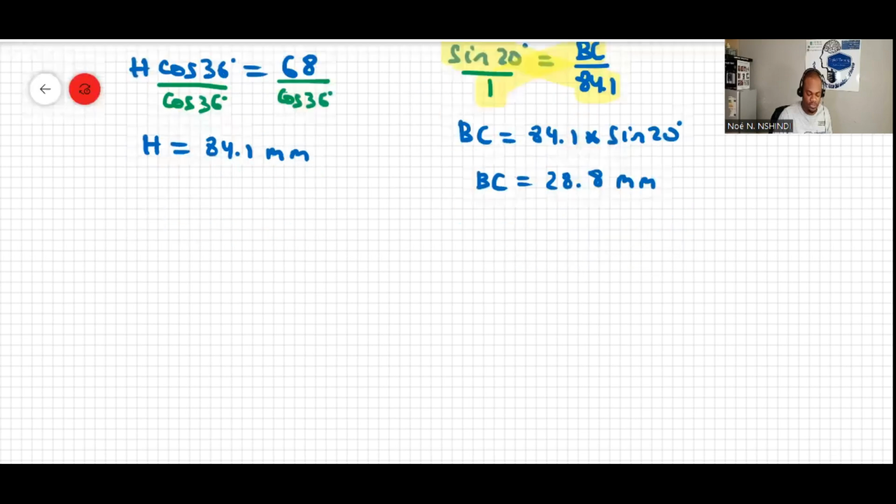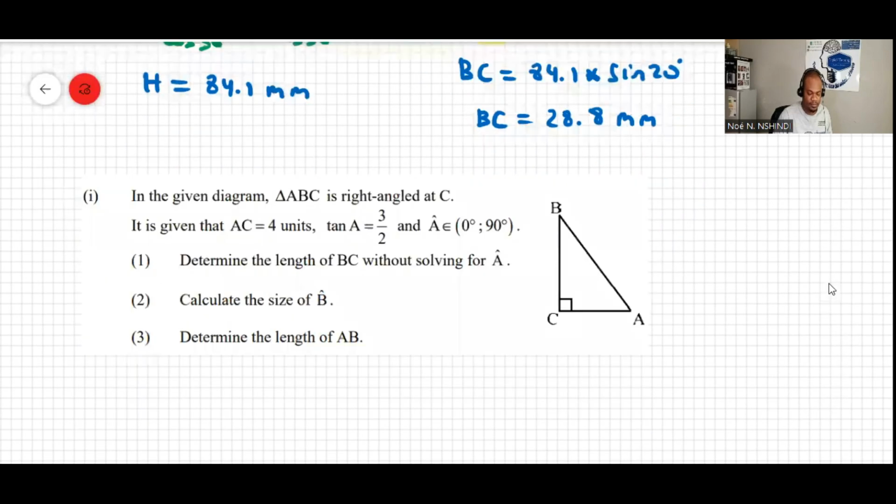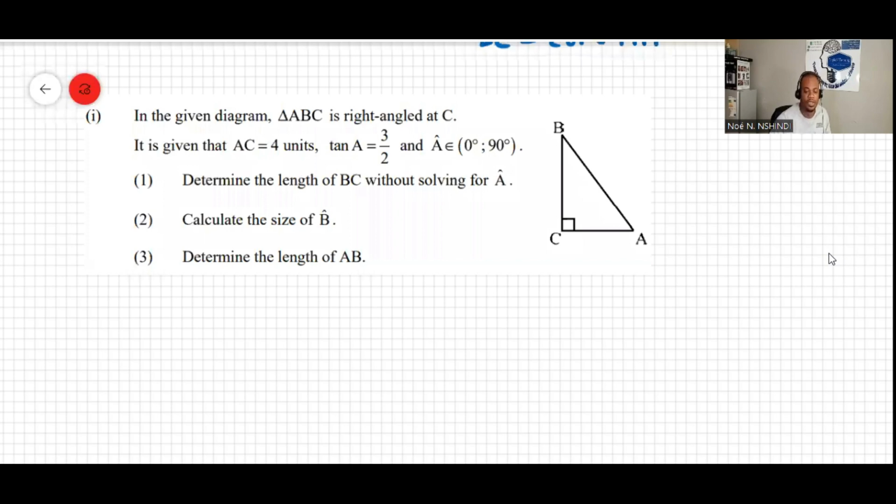The next question is question 5. The question says, in the given diagram, the triangle ABC is right angled at C. It is given that AC equal to 4 units, tan of A equal to 3 over 2, and the angle A is an acute angle, between 0 degrees and 90 degrees. Determine the length of BC without solving for A. Calculate the size of B. Determine the length of AB.